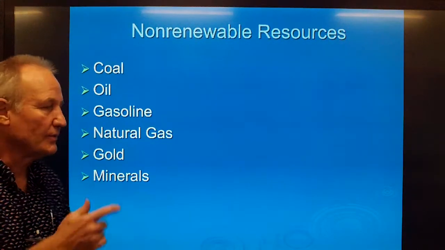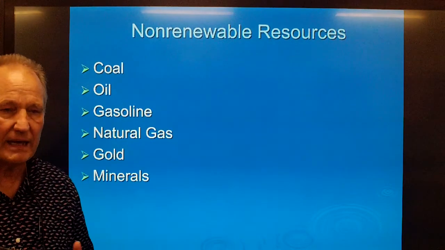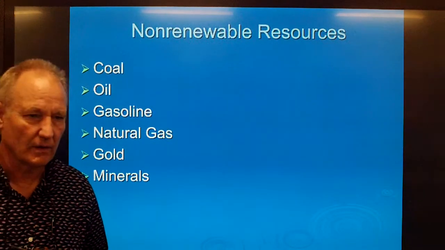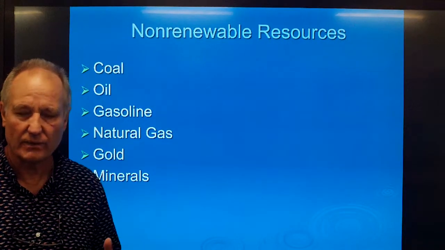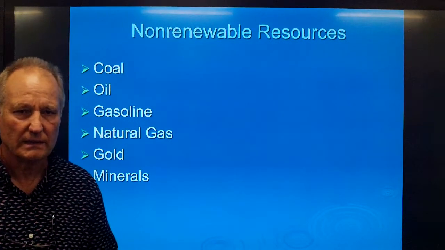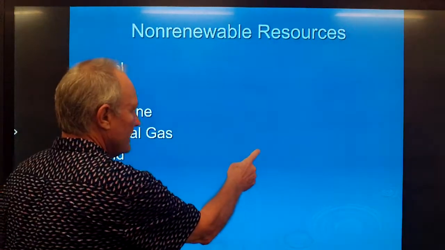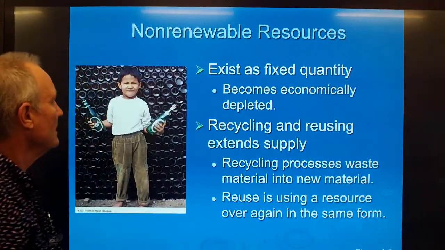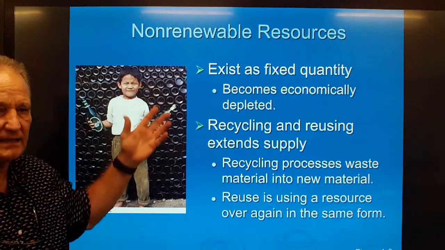Then non-renewable resources: coal, oil, gasoline, natural gas, gold, minerals. We can't make more gold. We've been trying for 1,000 years to make more gold unsuccessfully. We can't take lead and turn it into gold on a significant and inexpensive level. Okay, so renewable or non-renewable resources exist as a fixed quantity.